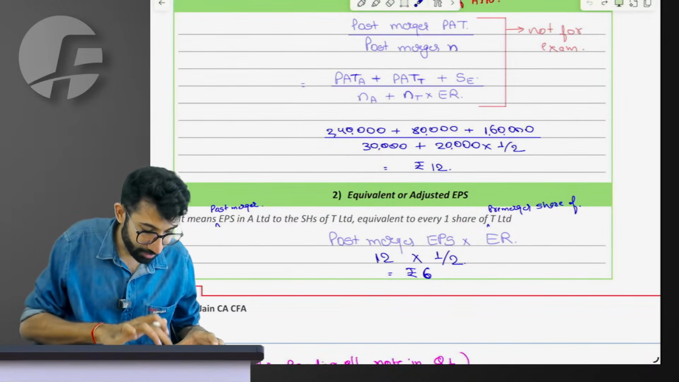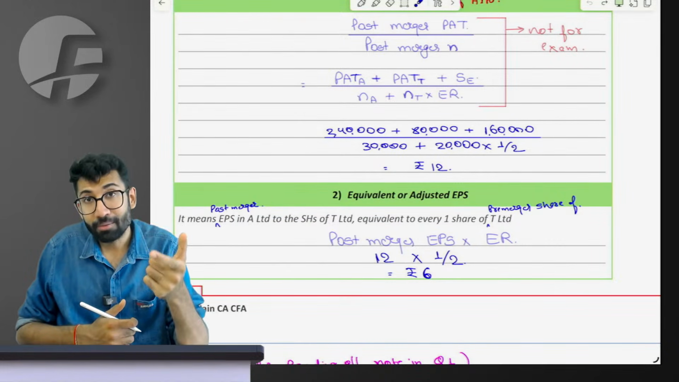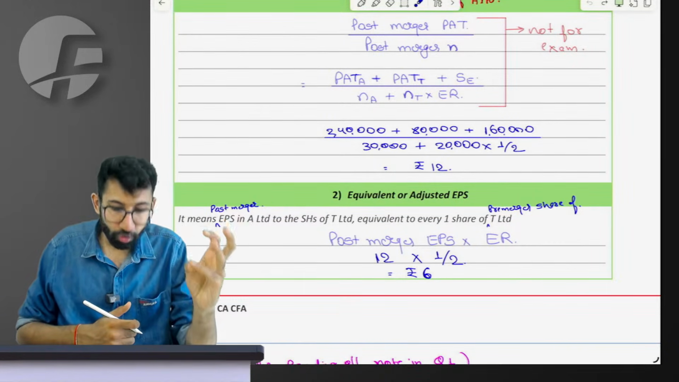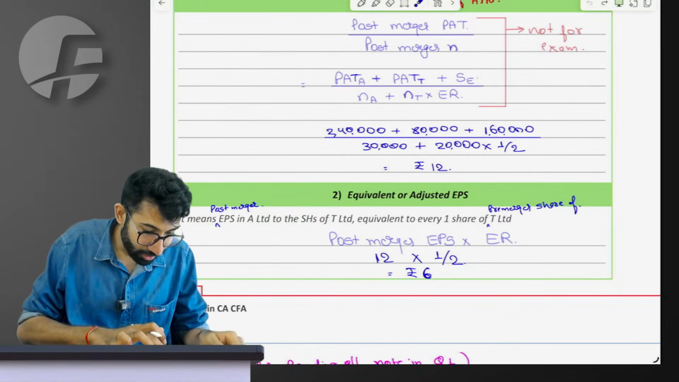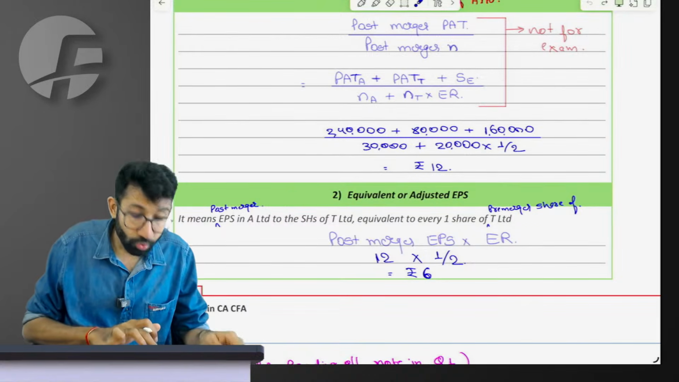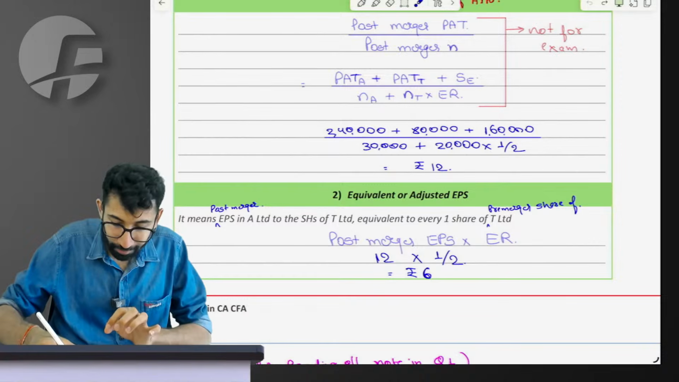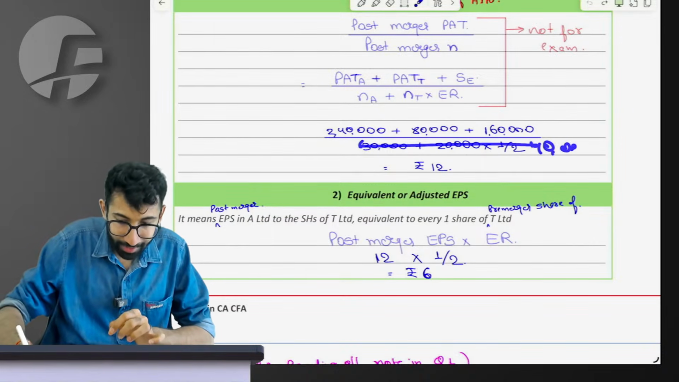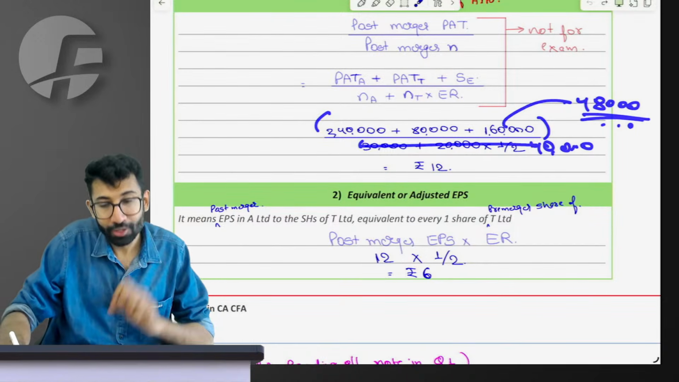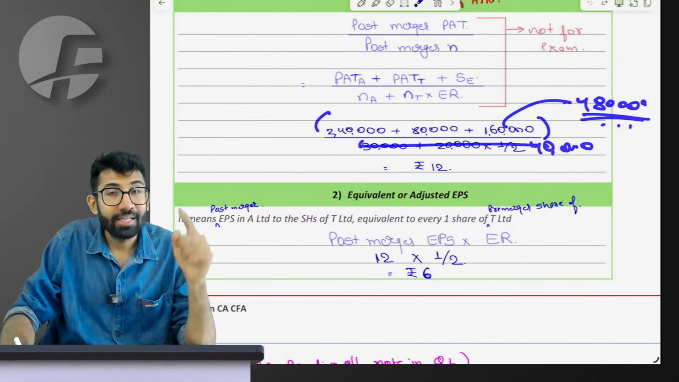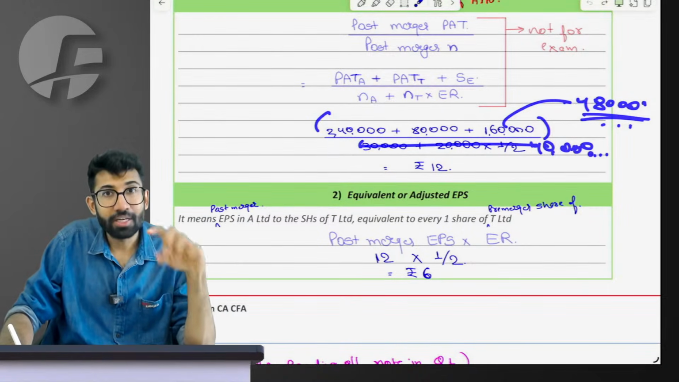2,40,000 plus 80,000 plus 1,60,000 and M plus. I'm trying to also teach you the calculator simultaneously. Do it with me. 240 plus 80 plus 160, M plus. Now about the denominator. So 20,000 into 1 divided by 2 gives me 10,000, plus 30,000 gives me 40,000. So on my calculator screen 40,000 I can see, and in my memory is the numerator of 4,80,000. Do you agree to it?